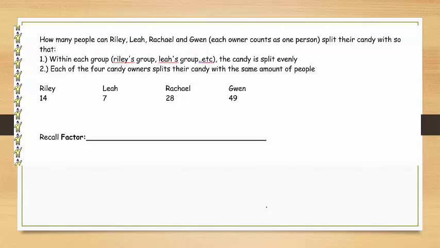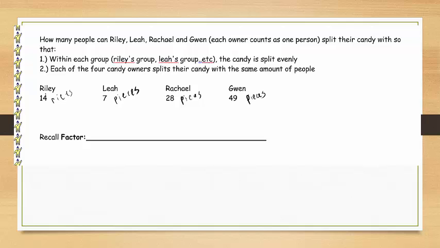So we're going to kind of go into our factoring mode now. Now that you know how to do a diamond puzzle, we can switch gears and focus on factoring. So we're going to get a situation. Riley has 14 pieces of candy. Leah also has candy, but she only has 7. Rachel has 28 pieces, and Gwen has 49 pieces.